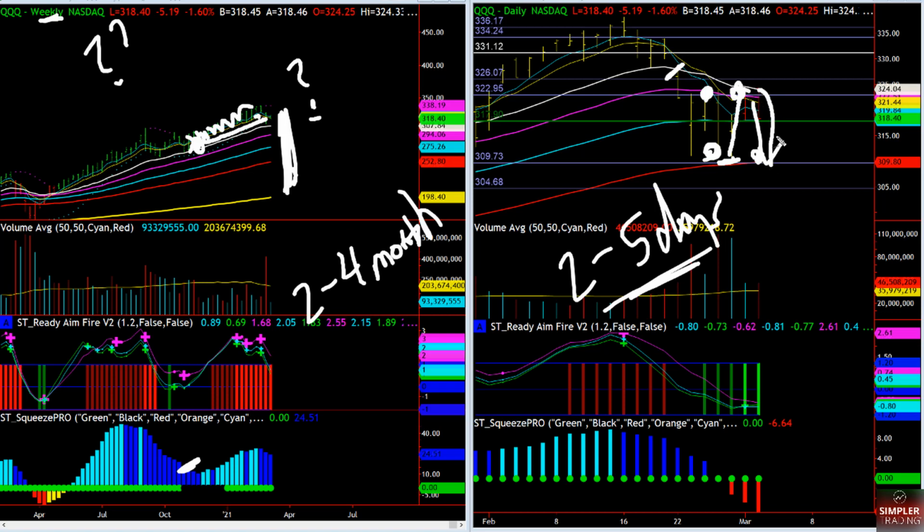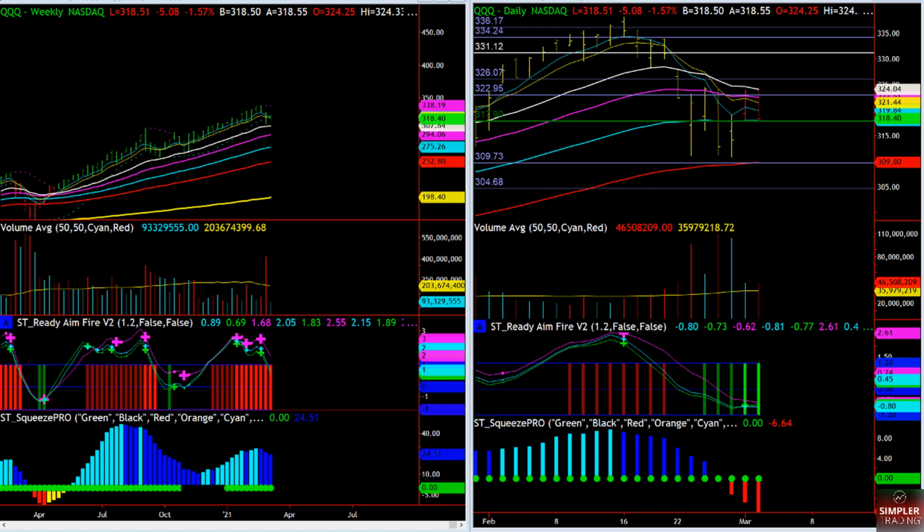So when I talk about this kind of stuff, yeah, the trend is higher, I get it. But if your time frame is 2 to 5 days, and the moving averages are crossed and we're below the mean, then I'm essentially looking to short rallies.